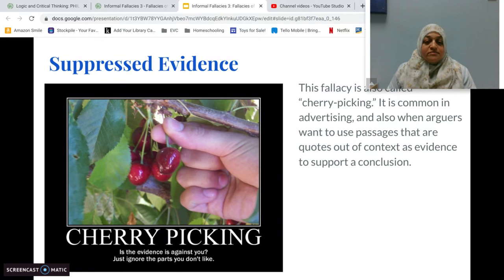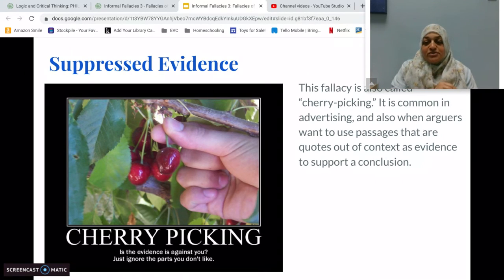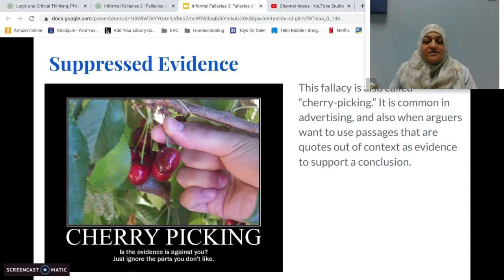Okay, this is also called cherry picking, and I'm sure you're sort of familiar with that term. And this image is describing it. Is the evidence against you? Just ignore the parts you don't like, right? So just ignore the evidence that goes against what you're trying to prove. Just pick the parts that you like or agree with what you're trying to do, and that would be an example of cherry picking or suppressed evidence.